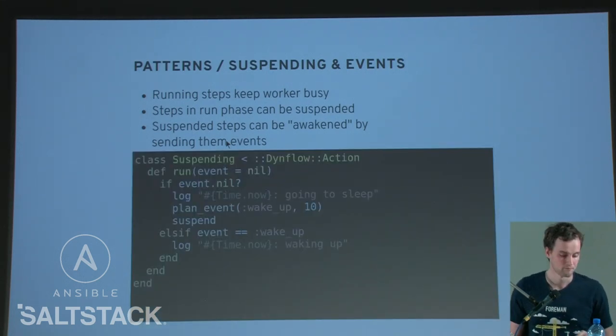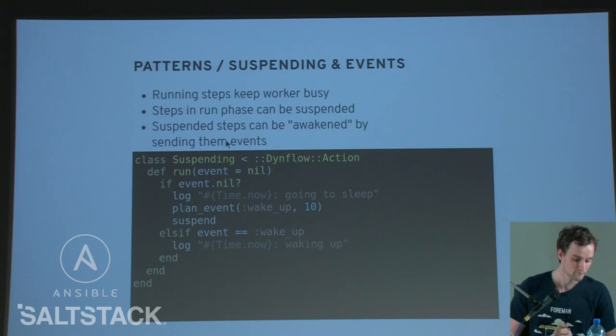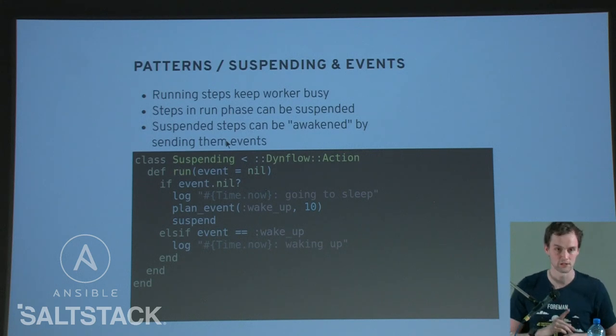This is the example. The run method actually accepts a single argument, and by default it's nil. And what this action would do is it would start running, it would go to sleep. But before it went to sleep, it would set up a clock to wake itself up in 10 seconds. And this way you could inject the delay without blocking the workers.